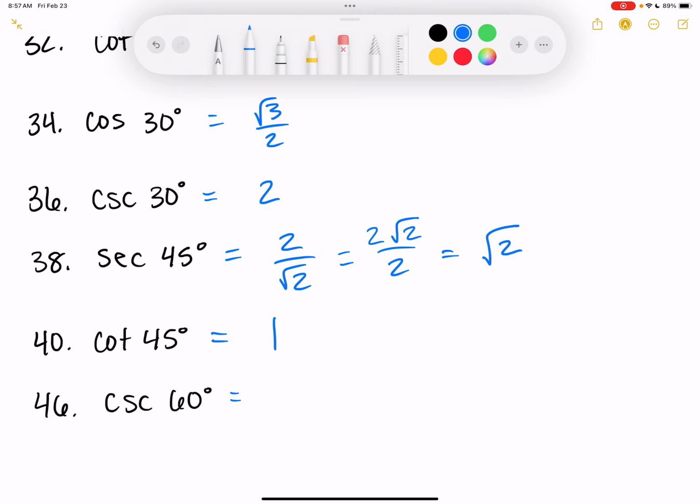So what is the cosecant of 60? 2 over root 3. And that would be 2 root 3 over 3 once rationalized. So those are the ones that end up looking kind of weird.